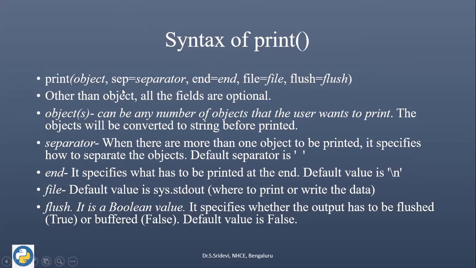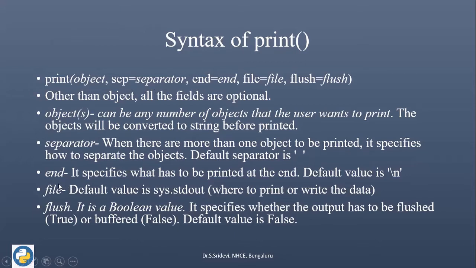And next comes a separator. So this separator is when we have more than one object to be printed, then what is going to be separating the two objects? That will be mentioned in the separator. So it is going to specify how we are going to separate the object when we have more than one. And the default separator is space, a single space. And this one we are not going to set, it is automatically set. When we want to override it, we can do so by setting the separator we want in this particular field.